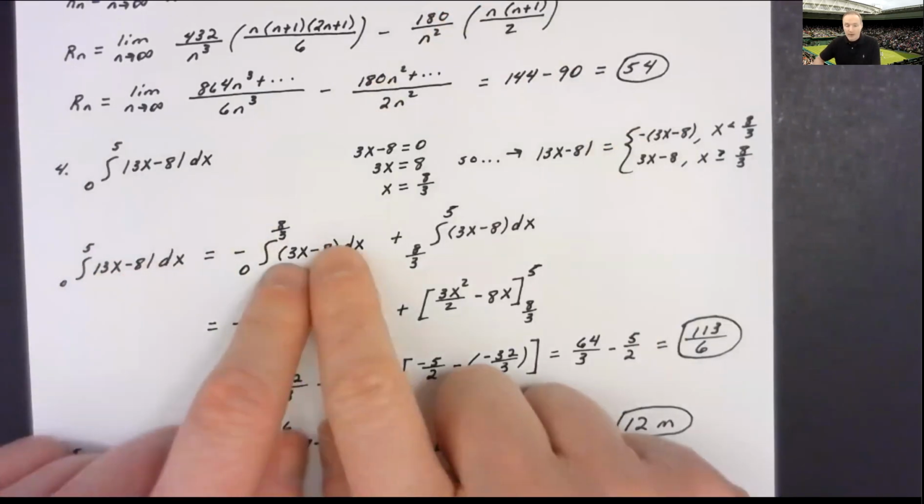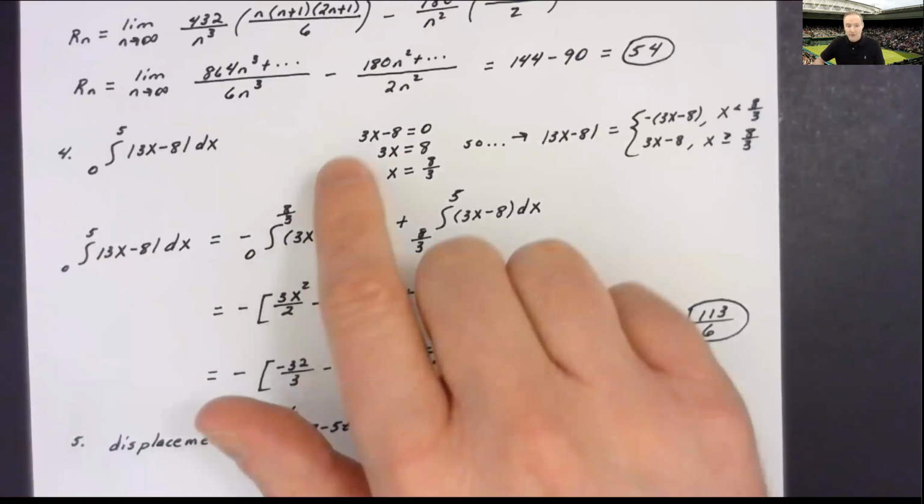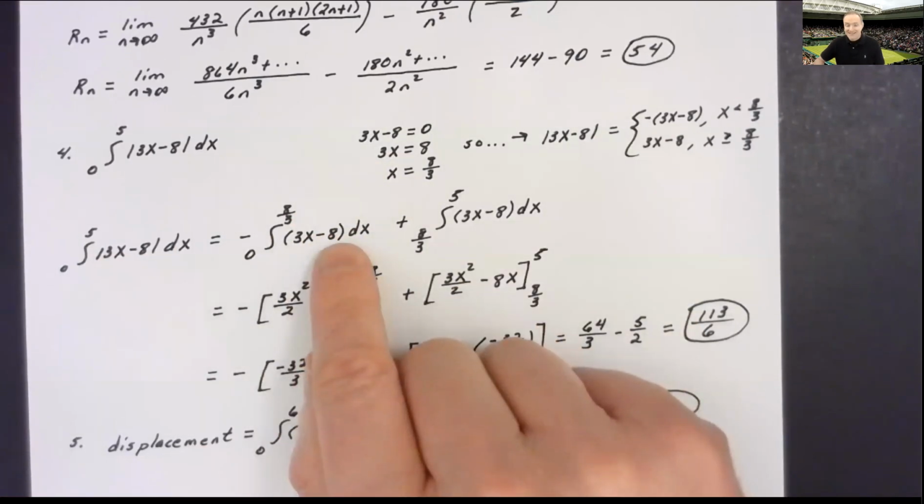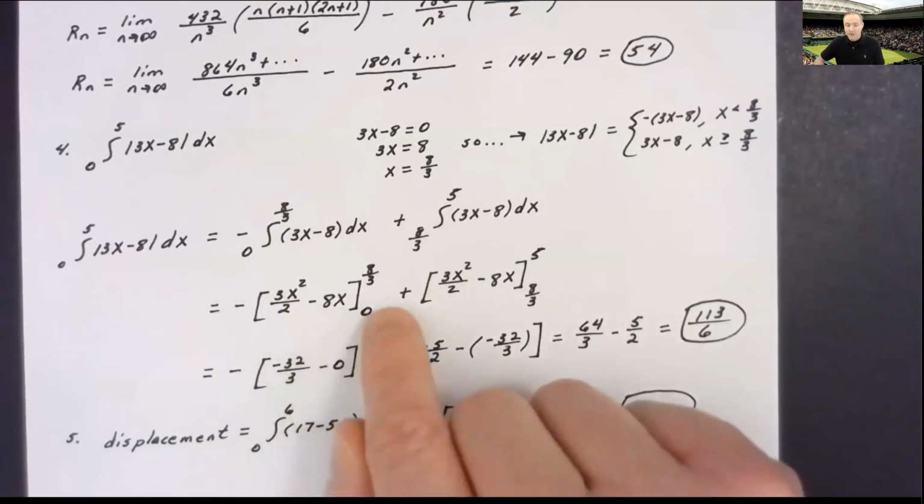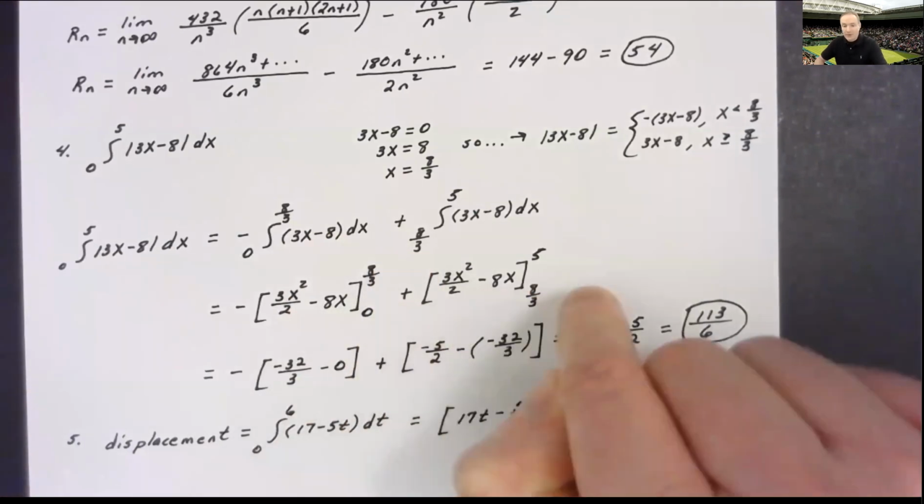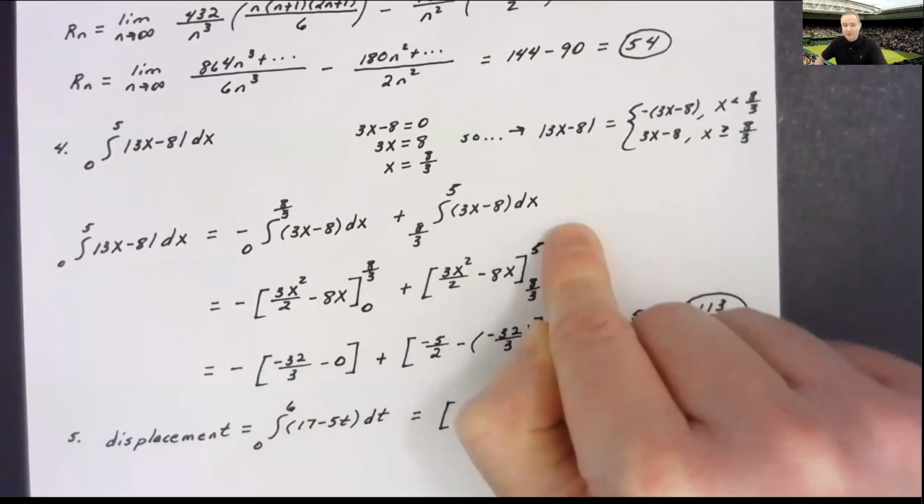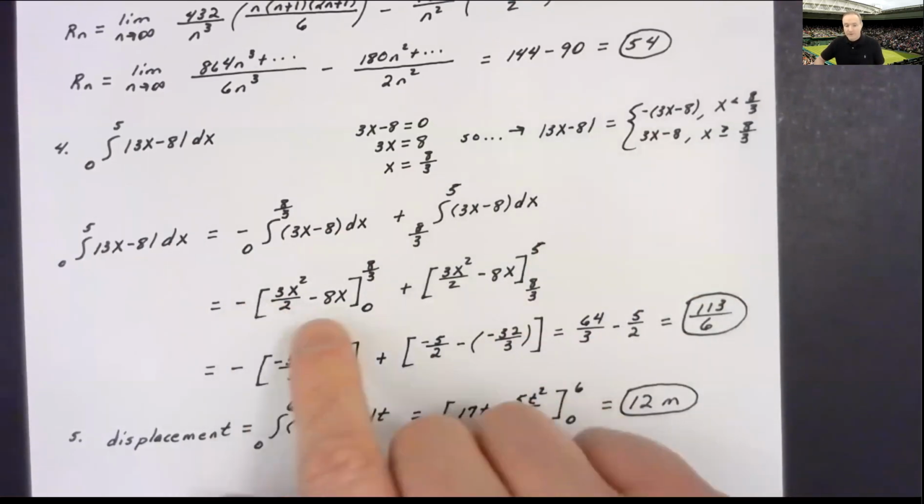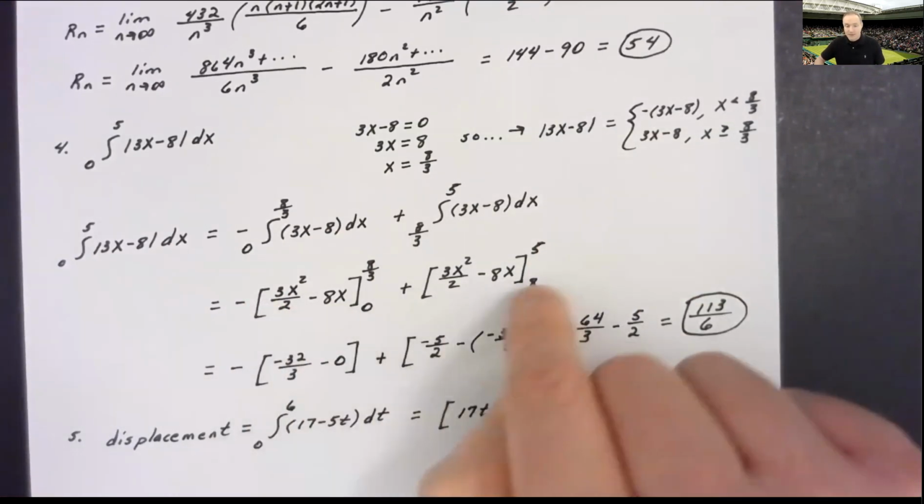So now, when I integrate, integration is easy. It's just power rule. 3x squared over 2 minus 8x. That's evaluated from 0 to 8/3, and I get that same integral evaluated from 8/3 to 5 here. We know we're subtracting off our first region and we're adding our second region.